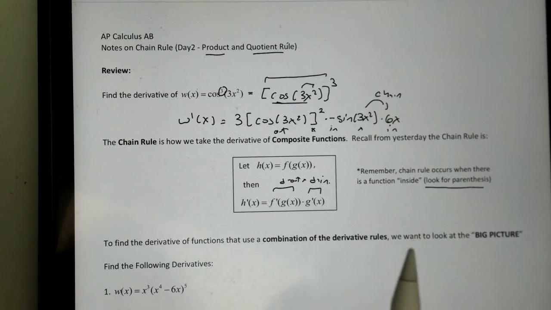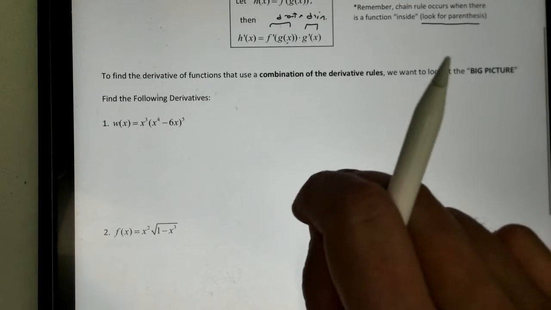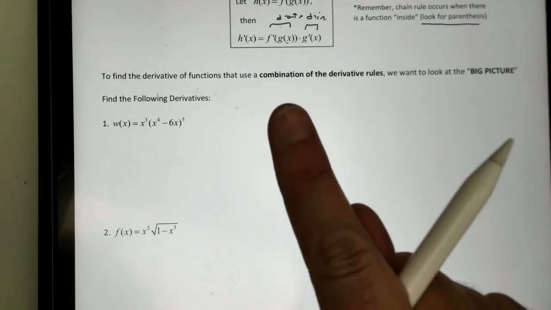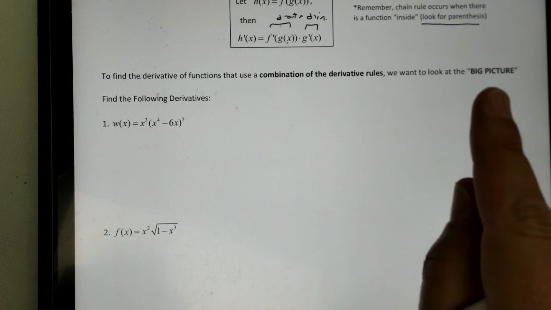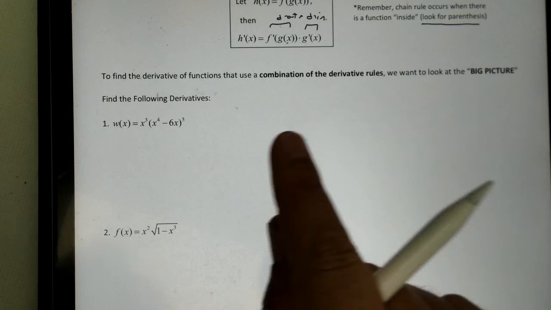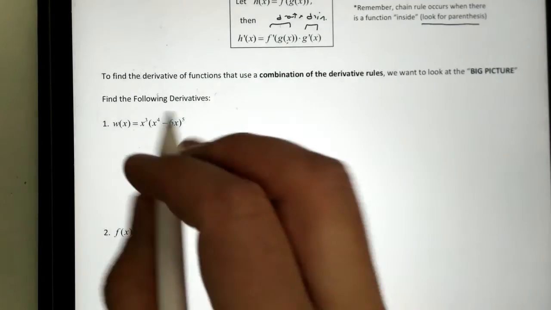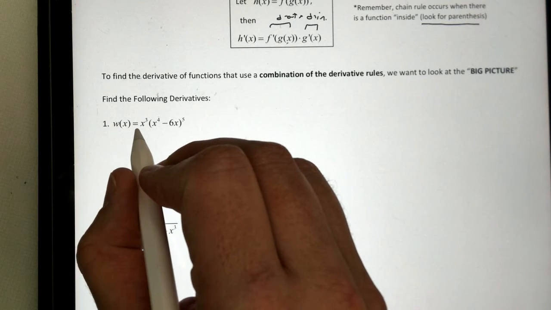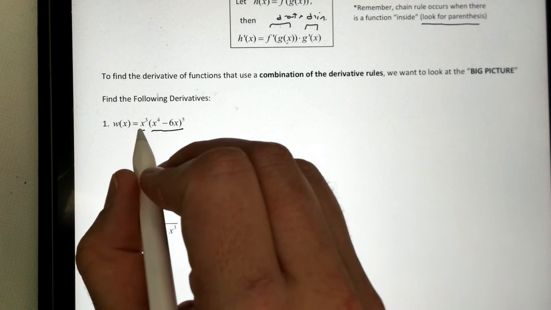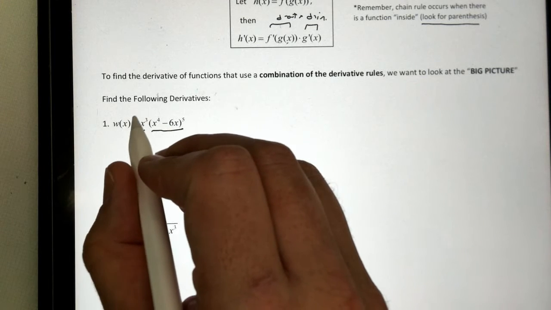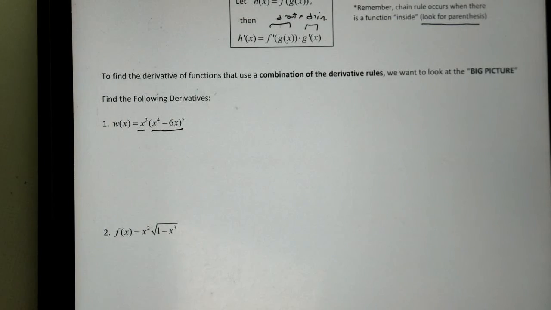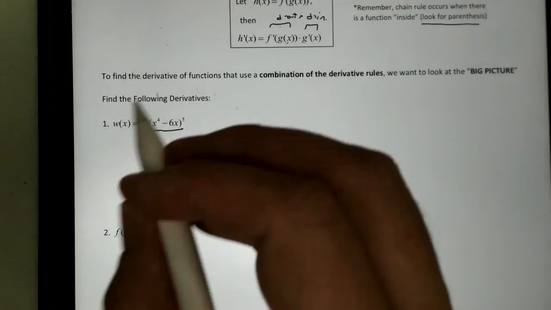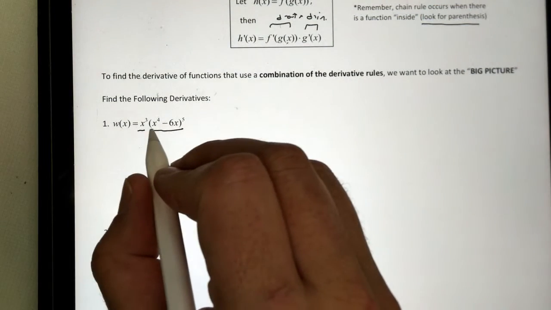So today we're going to take a look at how we take the derivative using a combination of the derivative rules. We will want to look at what we call the big picture. So let's take a look at an example. Here we have w of x. Now notice we have 2 functions multiplied by each other. And remember, in this case, this x cubed is not a constant. So when we take the derivative, we are multiplying.